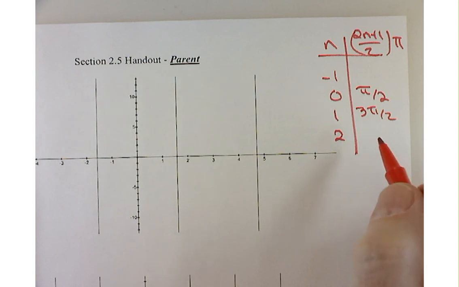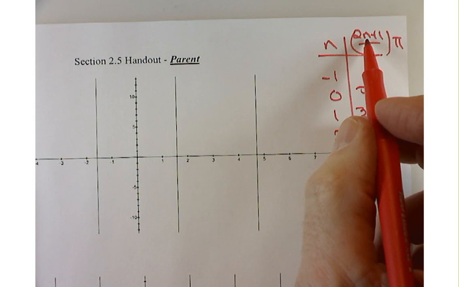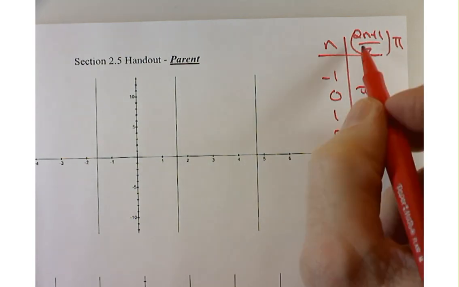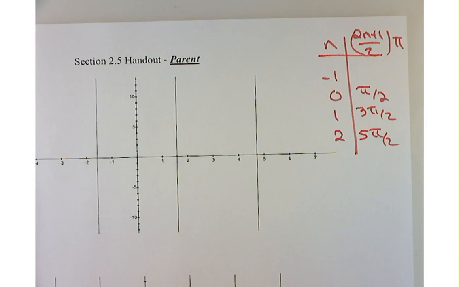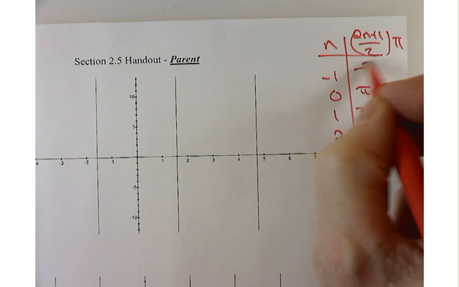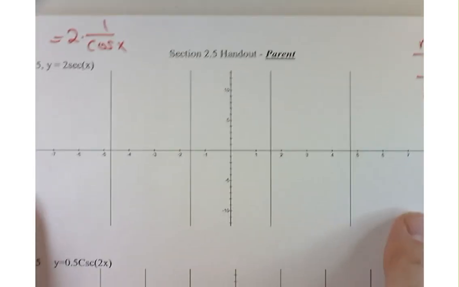Someone else. Plug in a 2. 2 times 2 is 4, plus 1 is 5. 5 pi over 2. And how about a -1? What do I get when I plug in a -1? Negative pi over 2. Well done, thank you. Negative pi over 2. Those are going to be your asymptotes.